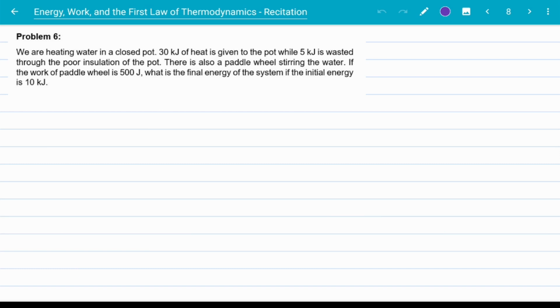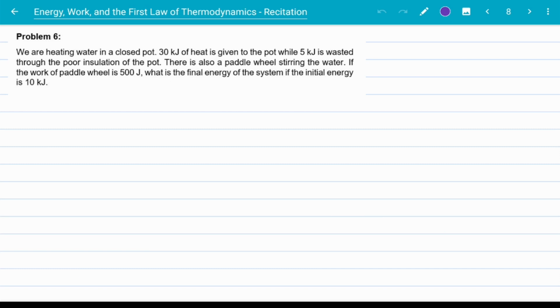Okay, let's move on to problem 6. It says we are heating water in a closed pot over some sort of heater. 30 kilojoules of heat is given directly into the pot, and 5 kilojoules of it is wasted. We have a paddle wheel which is also stirring the water inside, and the work of it is estimated to be 500 joules. What is the final energy of the system if the initial energy was 10 kilojoules?